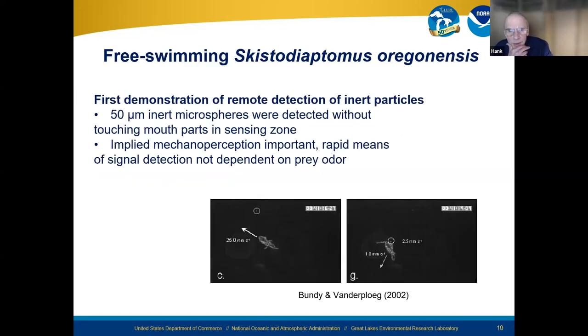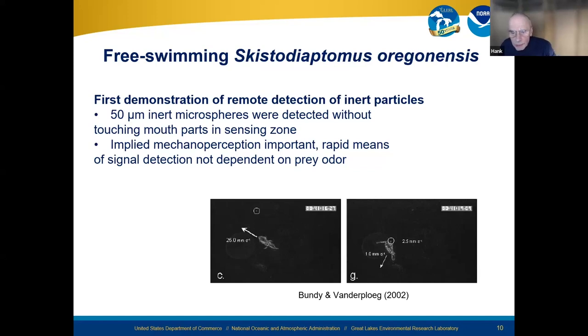We repeated these experiments with free swimming copepods. Here, the optics we're using are Schlieren optics, thanks to Rudy Strickler. And we observed the first demonstration of remote detection of inert particles without touching mouth parts in the sensing zone. These results imply mechanoreception is an important rapid means of signal detection, not dependent on prey odor.